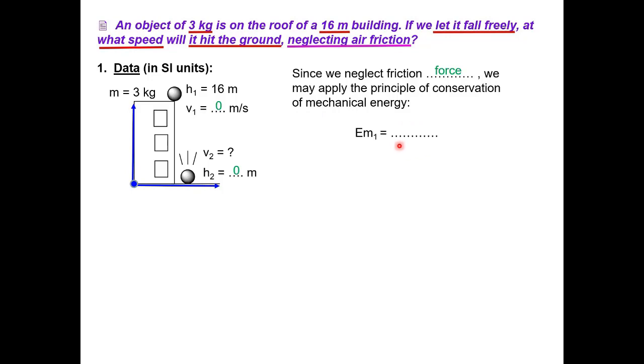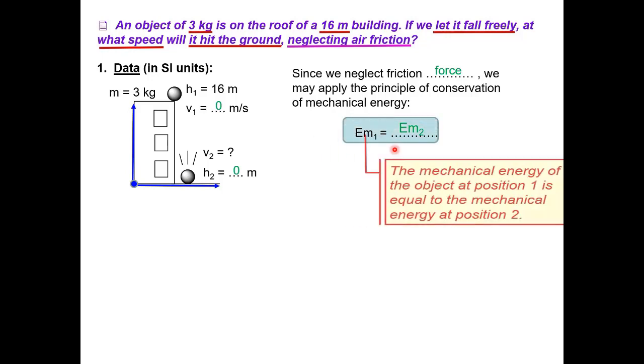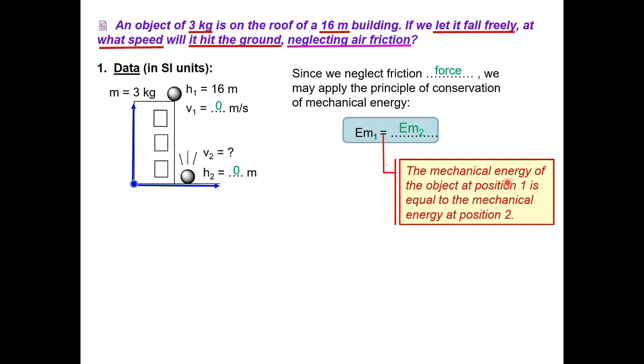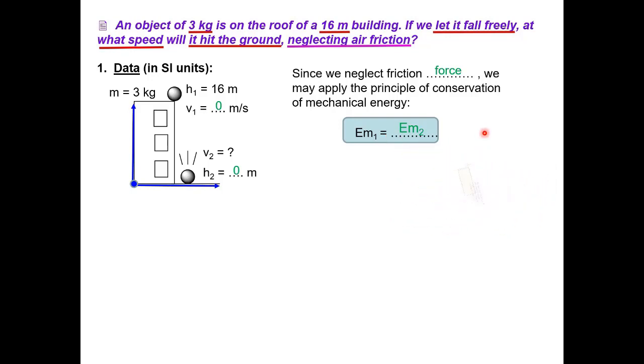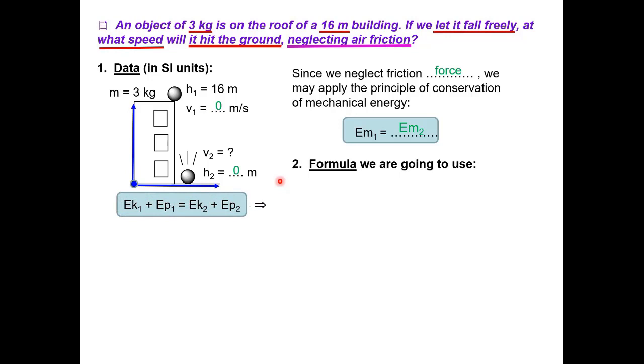Try to fill in the gap. The mechanical energy of the object at position 1 is equal to the mechanical energy at position 2. Secondly, we need to express the formula we are going to use. We must take into account that mechanical energy is equal to kinetic energy plus potential energy.